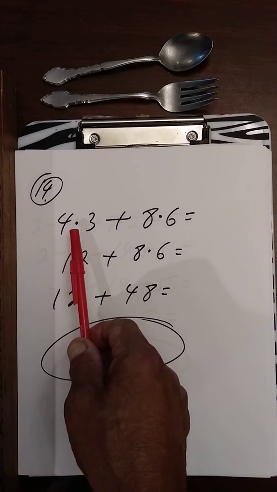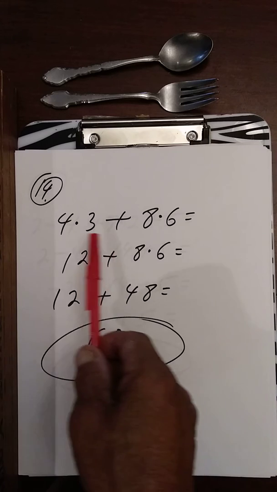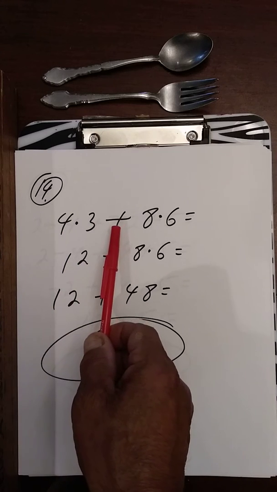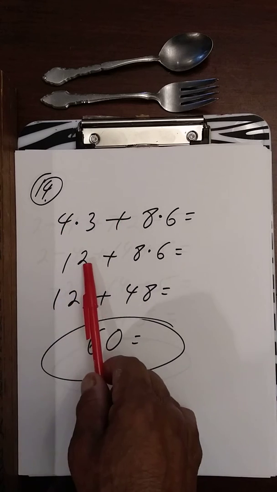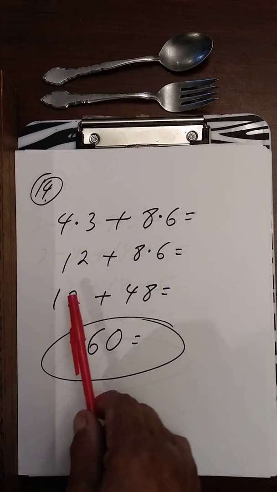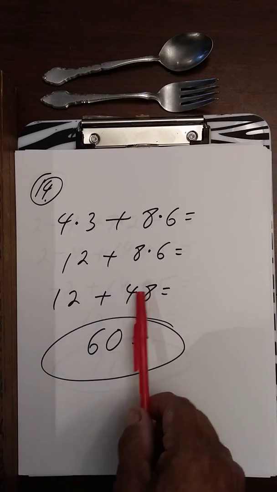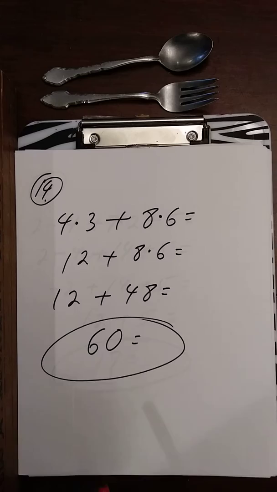Order of operations. So, let's go from left to right. We have adding, we have multiplying, adding. So let's do 4 times 3 is 12. Bring this down. And then 8 times 6, 48. 12 and 48 is 60. And we're done.